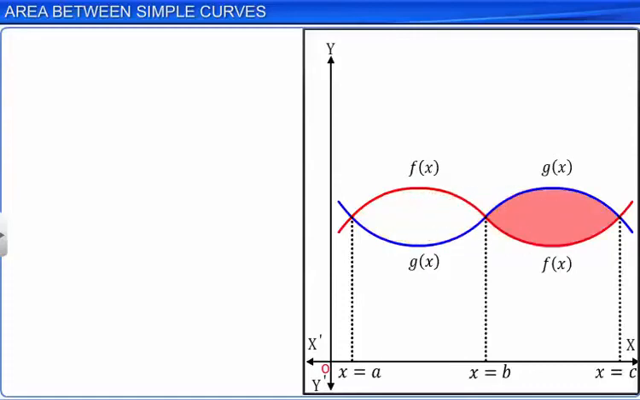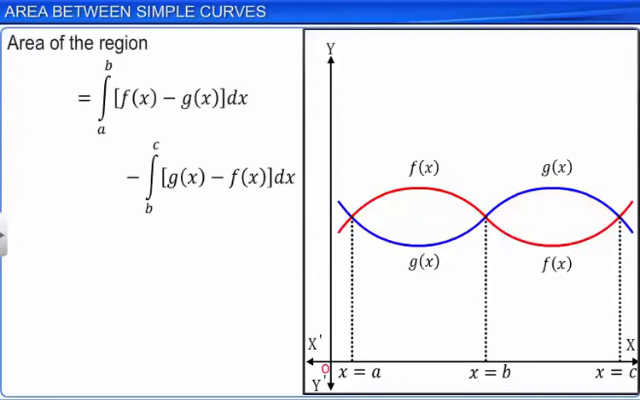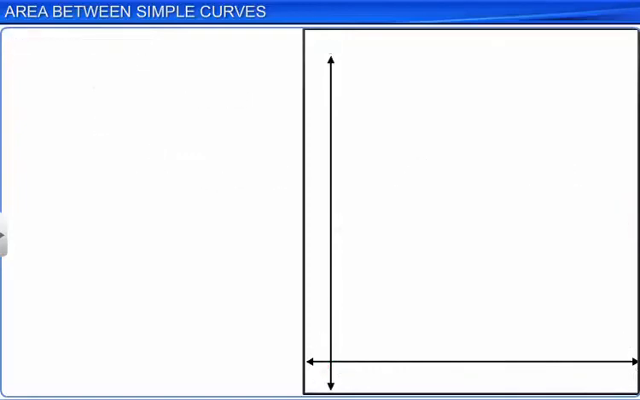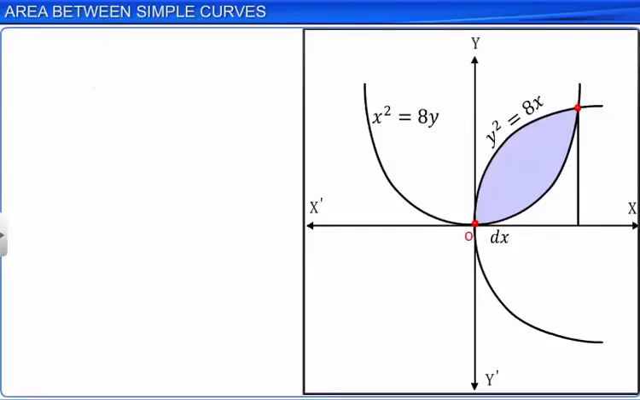To understand the discussion so far, let's consider an example. Suppose we have the curves f of x represented by y squared is equal to 8x and g of x represented by x squared is equal to 8y. Let's find the area enclosed between them. Solve equations 1 and 2 to get the points of intersection of the curves. This will help us to identify the limits while performing the integration.